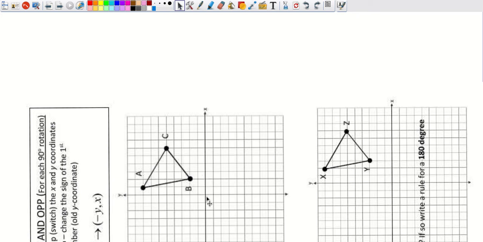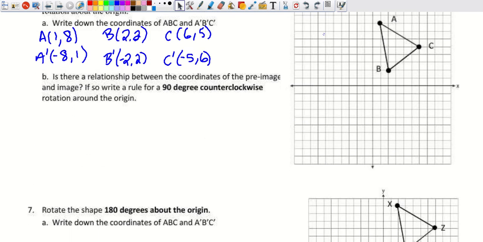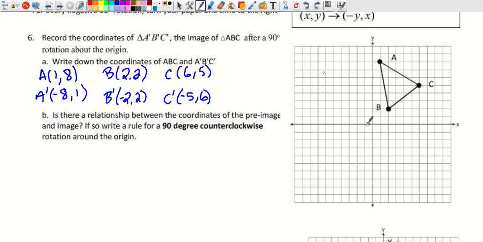So what I need to do is read these points. So this is the point 1, 2, 3, 4, 5, 6, 7, 8. This is -8, 1. And so I'm going to turn my paper back to normal, and I'm going to graph the point -8, 1. So I go back. I'm going to graph -8, 1. So just trying to find the y-axis on here. So -8, 2, 3, 4, 5, 6, 7, 8, 1, and there's where A prime goes.